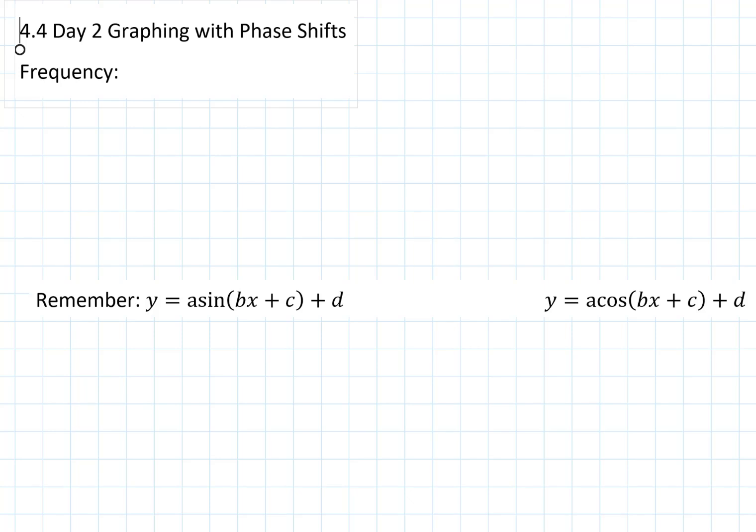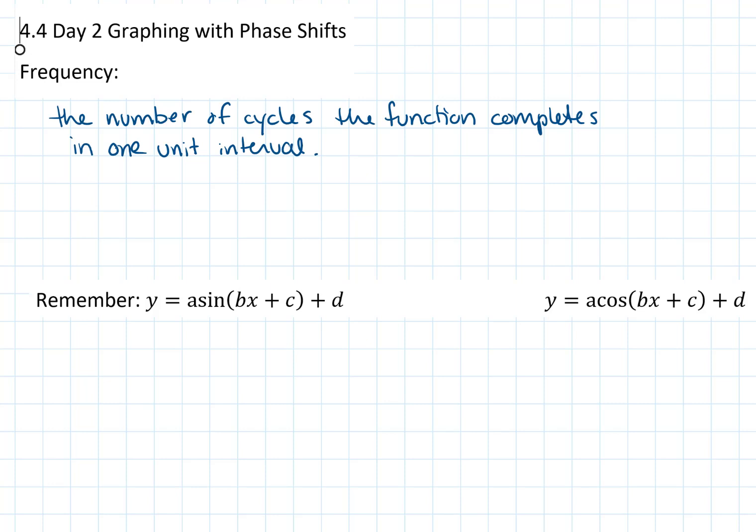Frequency is the number of cycles that the function completes in 1 unit interval. So you will be asked to calculate the frequency from time to time. So here is your definition, and if you're asked to actually calculate it, the frequency is the reciprocal of the period. So frequency is equal to 1 over the period.